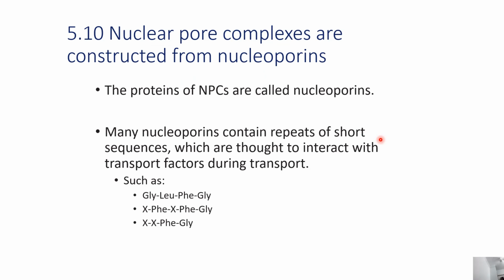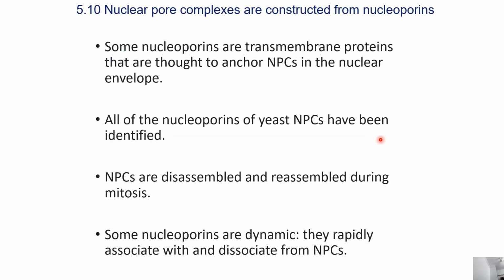Now, the proteins in NPCs are called nucleoporins. Many nucleoporins contain repeats or short sequences which are thought to interact with transport factors during the transport. Some nucleoporins are transmembrane proteins that are thought to anchor NPCs in the nuclear envelope. All of the nucleoporins of yeast NPCs have been identified. NPCs are assembled and disassembled during mitosis, and some nucleoporins are dynamic. They rapidly exchange with each other from the NPC.